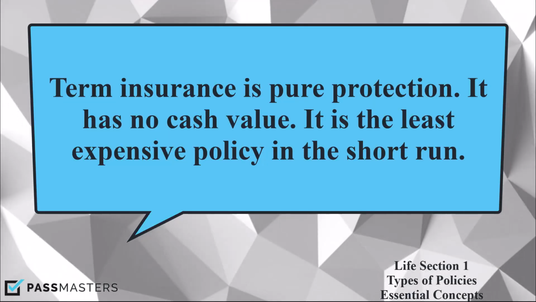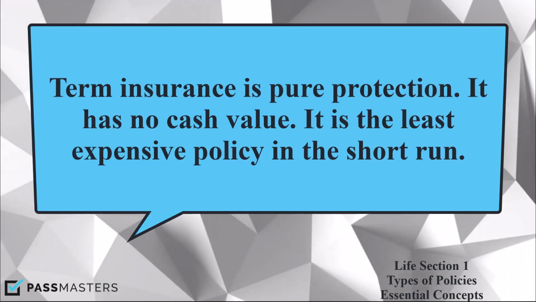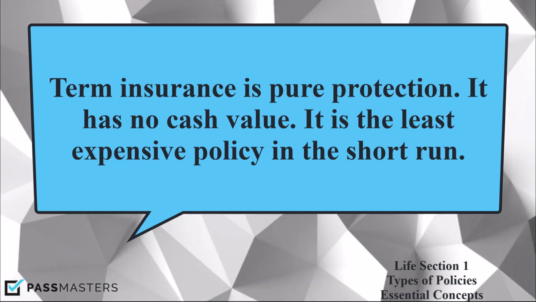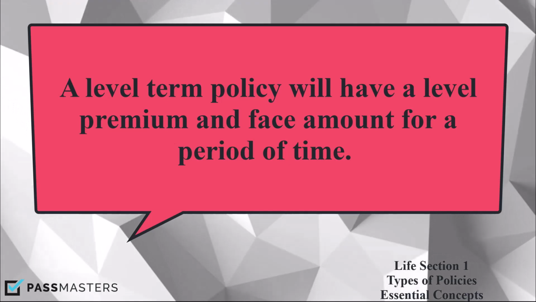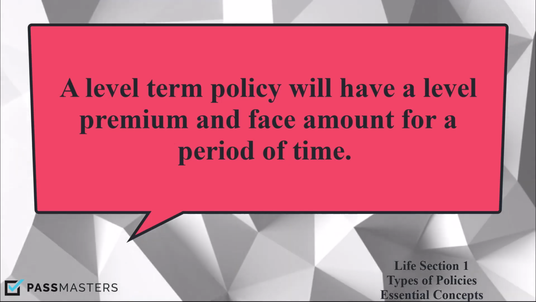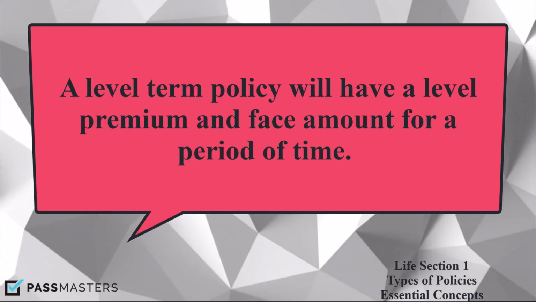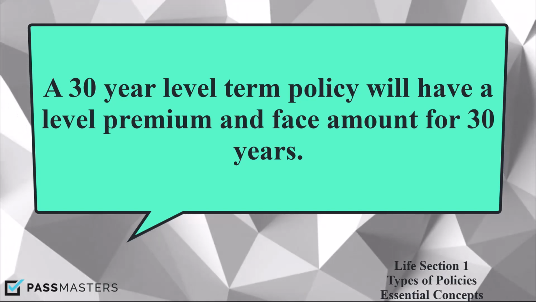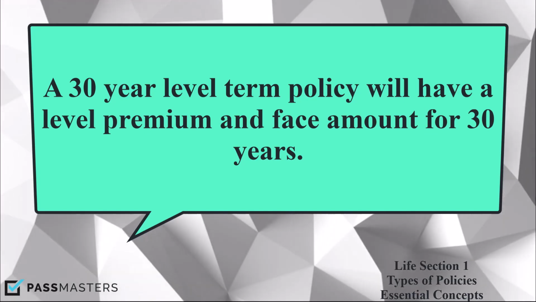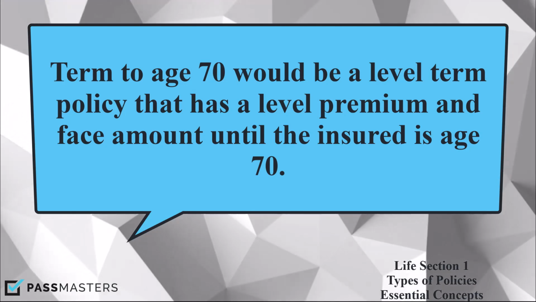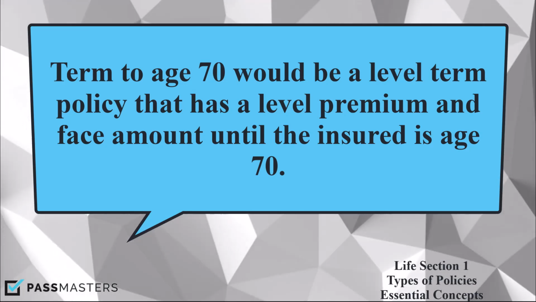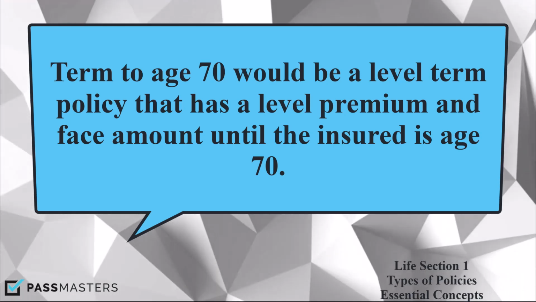Term insurance is pure protection. It has no cash value. It is the least expensive policy in the short run. A level term policy will have a level premium and face amount for a period of time. A 30-year level term policy will have a level premium and face amount for 30 years. Term to age 70 would be a level term policy that has a level premium and face amount until the insured is age 70.